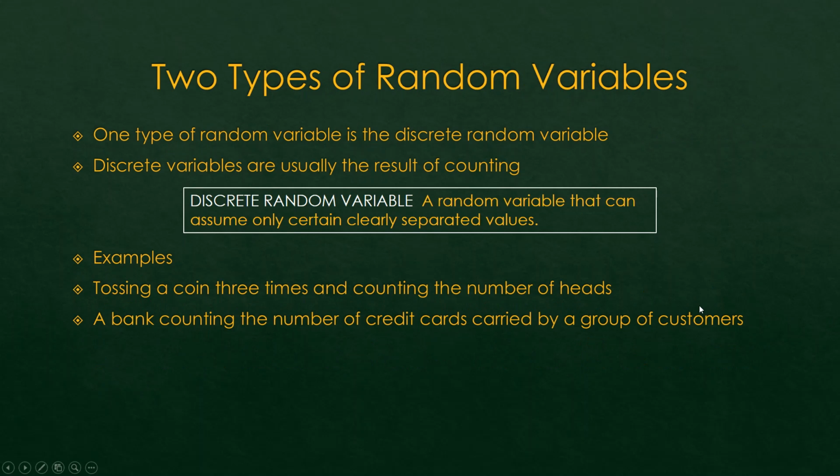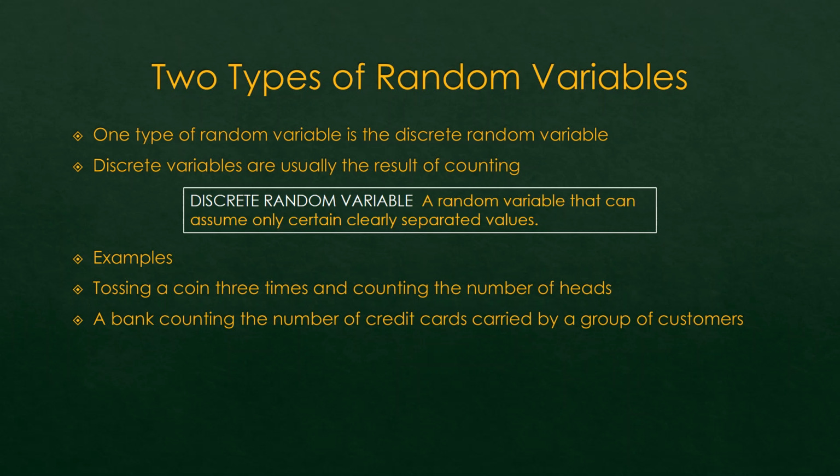So there are two different types of random variables. There's discrete random variables, and there are continuous random variables. Just like in Unit 1, discrete random variables can only assume certain clearly separated values. For example, tossing a coin 3 times and counting the number of heads. It's either heads or it's tails. It can't be heads 1.5 times and tails 1.5 times, I guess, unless it lands on its edge. But that would be a no toss.